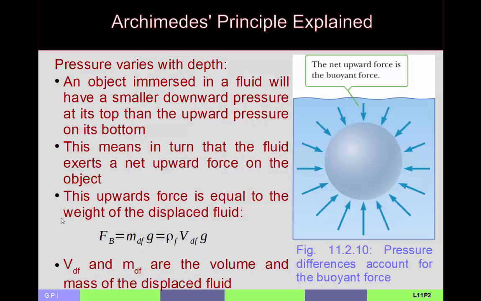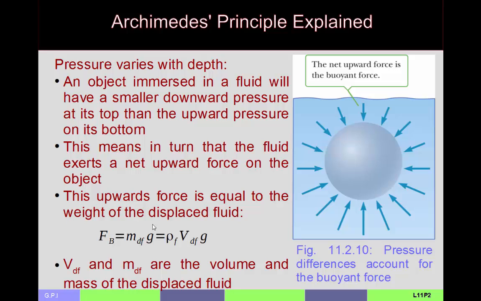Now, a more thorough explanation might be given by a diagram more like this, in which we see that the top of the object is at a lesser depth than the bottom of the object, and that means that the pressure is increasing as we go towards the bottom of the object and then decreases as we go to the top. And the result is that there's a net upward force due to this pressure difference.